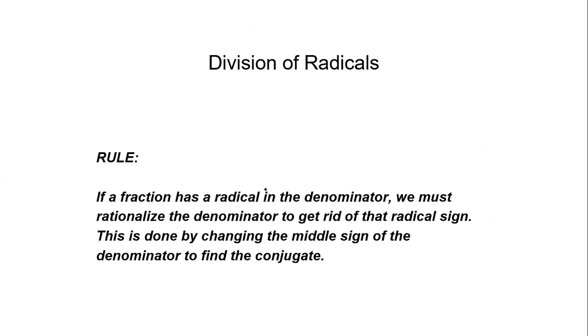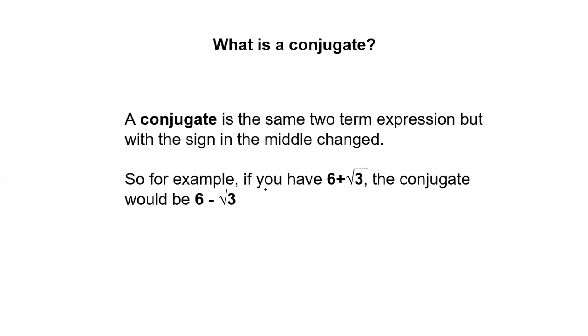Now we will be moving on to the division of radicals. If a fraction has a radical in the denominator, we must rationalize the denominator to get rid of that radical sign. This is done by changing the middle sign of the denominator to find the conjugate. A conjugate is the same two-term expression but with the sign in the middle changed. So, for example, if you have 6 plus square root of 3, the conjugate would be 6 minus square root of 3.